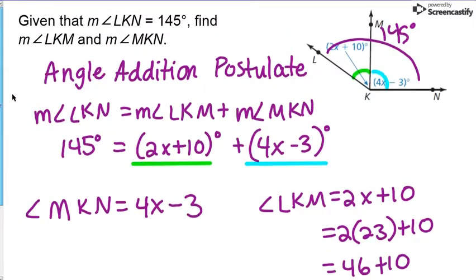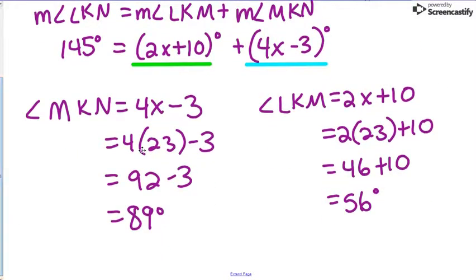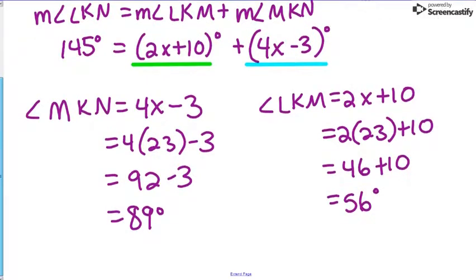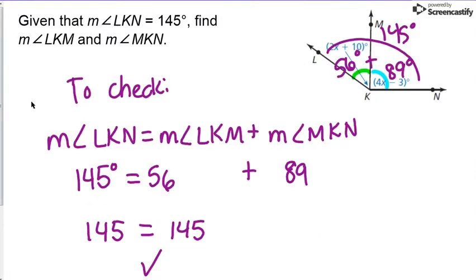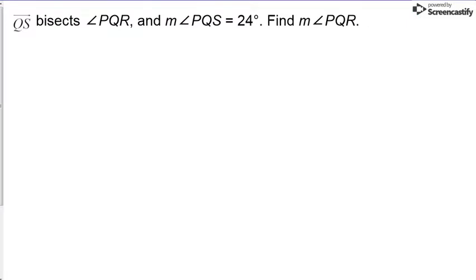And now I'm going to find MKN. So 4 times 23 minus 3 is going to give you 89. When I add them together, 89 plus 56, I will get 145. So just as I said right here, to check it, just plug it in, add them together, and they should equal the same thing.